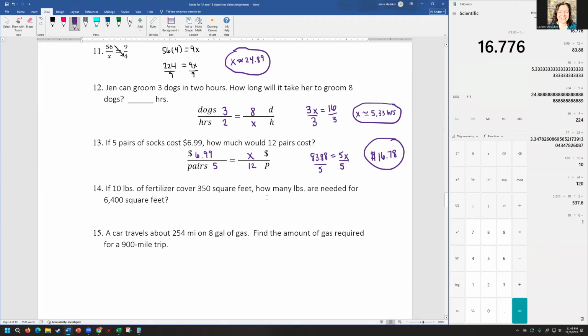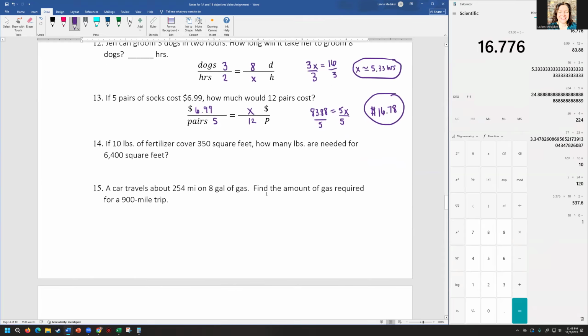Okay. For the next one, it says if 10 pounds of fertilizer cover 350 square feet, how many pounds would be needed for 6,400 square feet? So again, I'm going to make my little labeling here. We've got pounds and feet squared. When you see square feet, it means they're squaring the foot symbol. So it's like an exponent. And then on the other side, we'll also do pounds and feet squared.